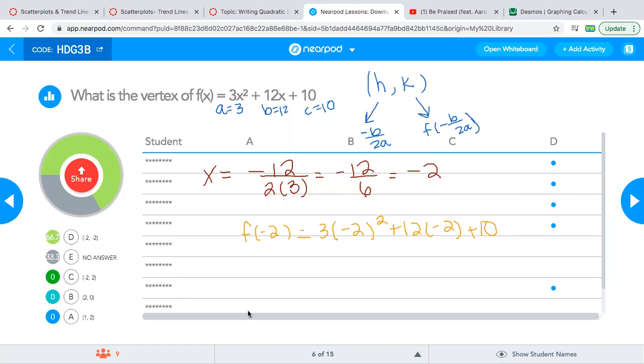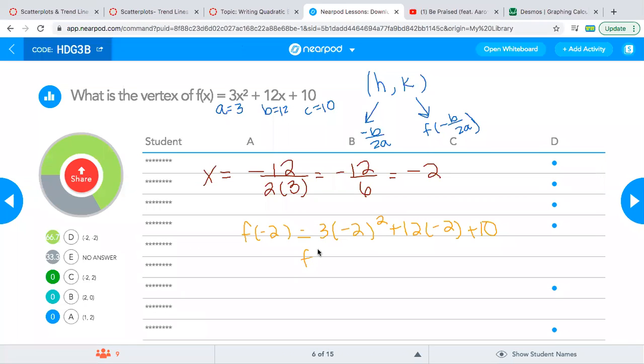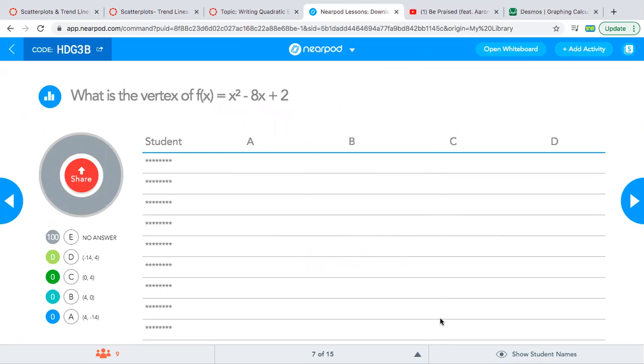Use a calculator. That took me 10 seconds, not even. So F of negative 2 equals negative 2. So the Y value is also negative 2. So D, good job. Everyone who answered before I answered it myself, good job. All right, one more. I'm going to give you less time. Find the vertex from this equation.